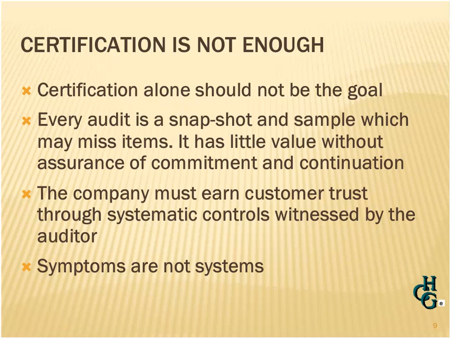The company's job is to earn customer trust by having systematic controls that were witnessed by the audit. So this means the auditor sees systems and not necessarily just symptoms. A symptom is a condition or a record or an action or a result of something that comes out of having a good system. So we know now that we're supposed to do continuous improvement. It's supposed to be led by senior management, and it's supposed to be some kind of process. So how do we get started?